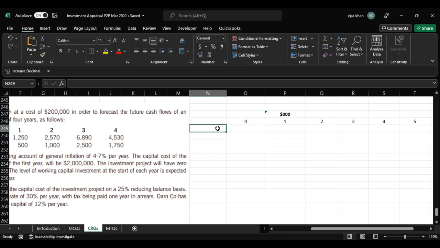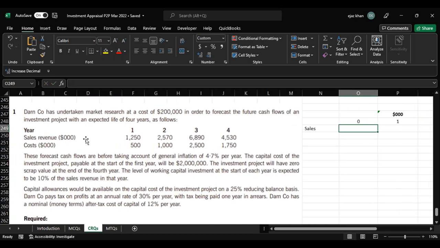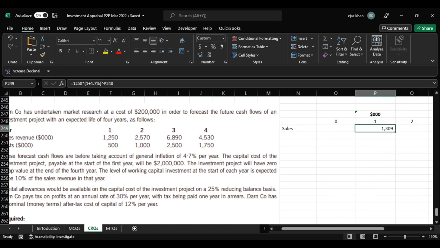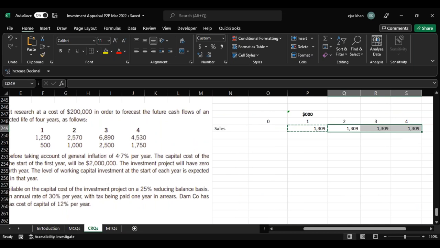Okay, so sales. Since we already have the figures of the sales in dollars, we don't have to multiply by the price and the number of units, so we'll just directly pick the sales figure. But since we know that these figures haven't been inflated, we have to inflate at a rate of 4.7%. So 1 plus 4.7%, raised to the power 1. So 1250 into 1.047 raised to the power 1 will give us the inflated sales revenue figure for year 1, 1309. And let me copy and paste it for the rest of the 3 years.